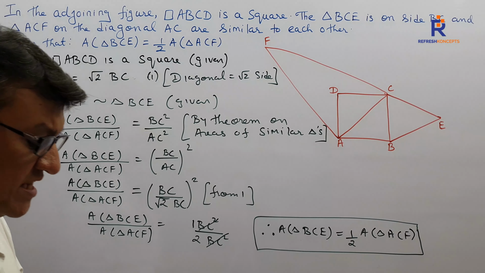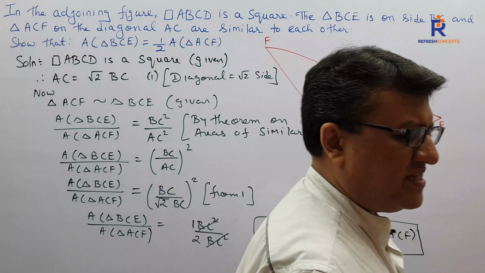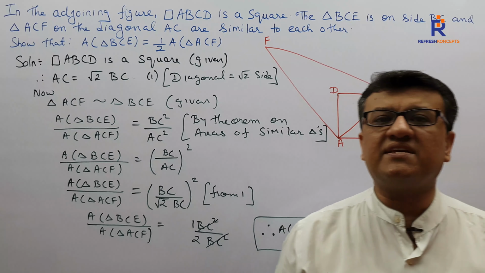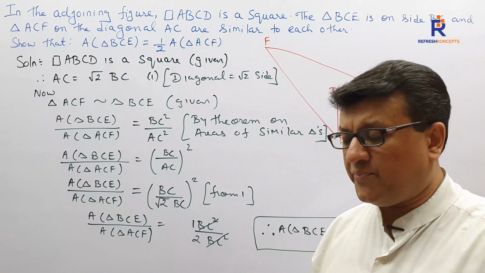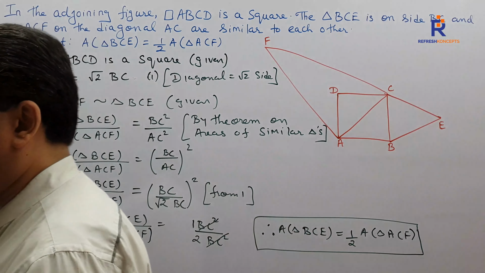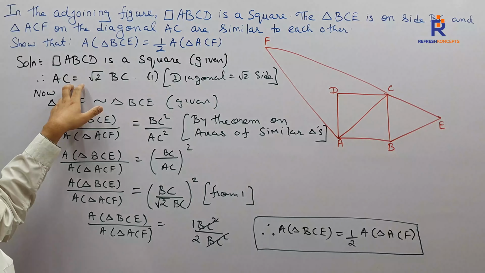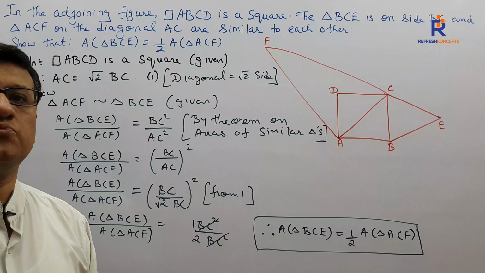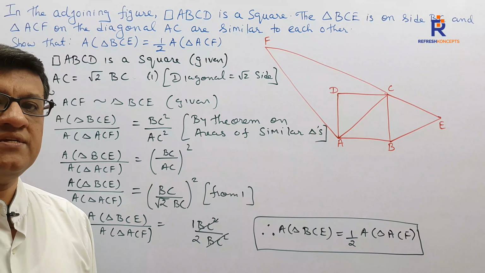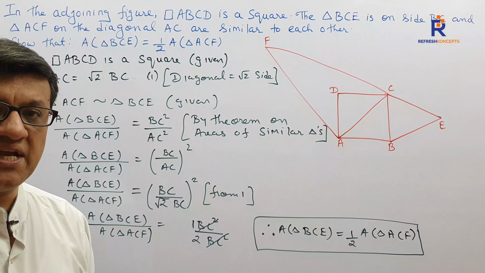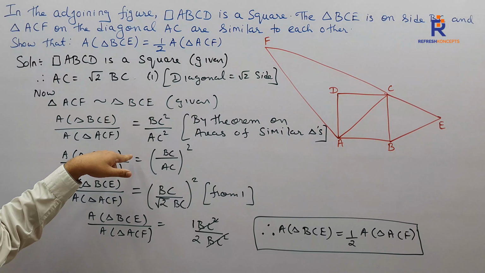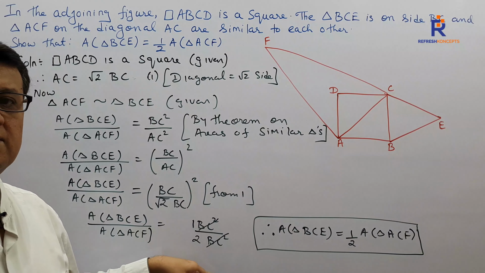So what was there in this particular question, children? It was a very simple sum. The moment the triangles are given to be similar, immediately we think of the theorem on areas of similar triangles. But the main thing was the relation between the diagonal and the side of a square. In a square, the diagonal is root 2 times the side. The moment we use the relation and apply the theorem on areas of similar triangles, we are done with the sum.